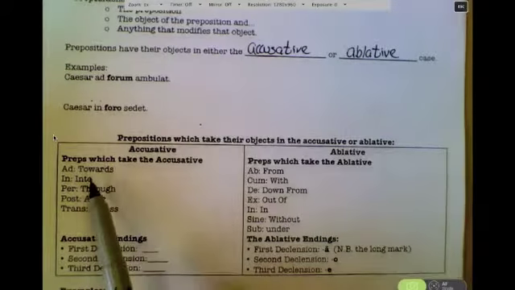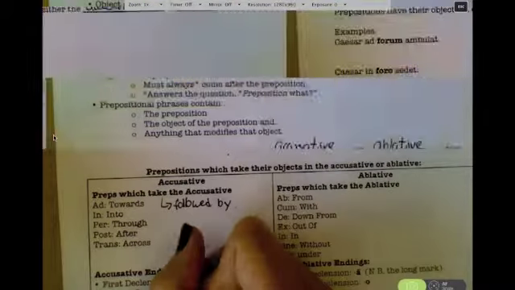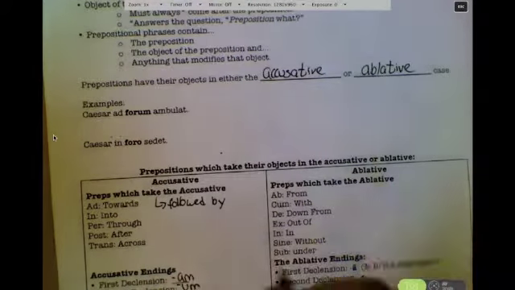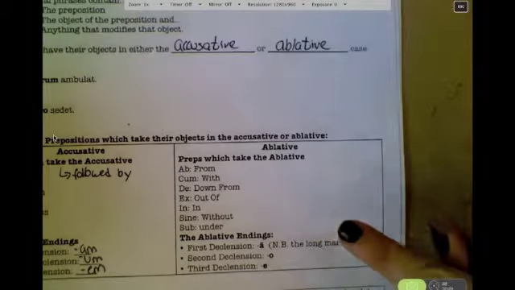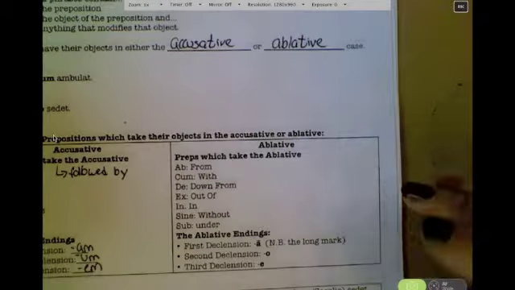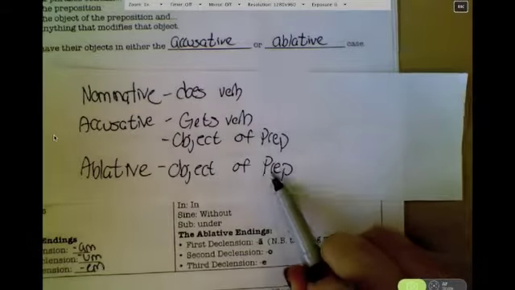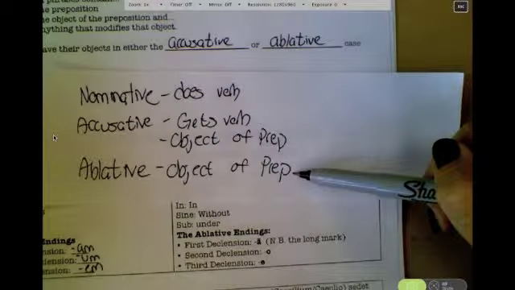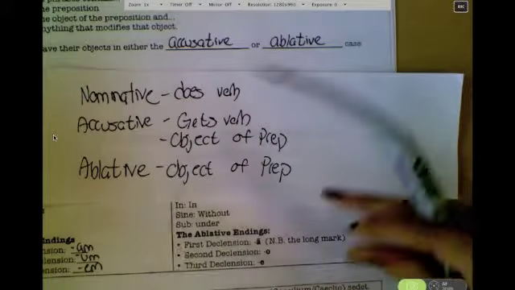So here are the prepositions that are followed by or take their objects in the accusative. The accusative endings you know are am, um, and em. Okay, again, this is a new case. There are tons of uses of the accusative, but we are just going to worry about the fact that it becomes the object of a preposition. So again, you have 3 cases, nominative, accusative, and ablative now.